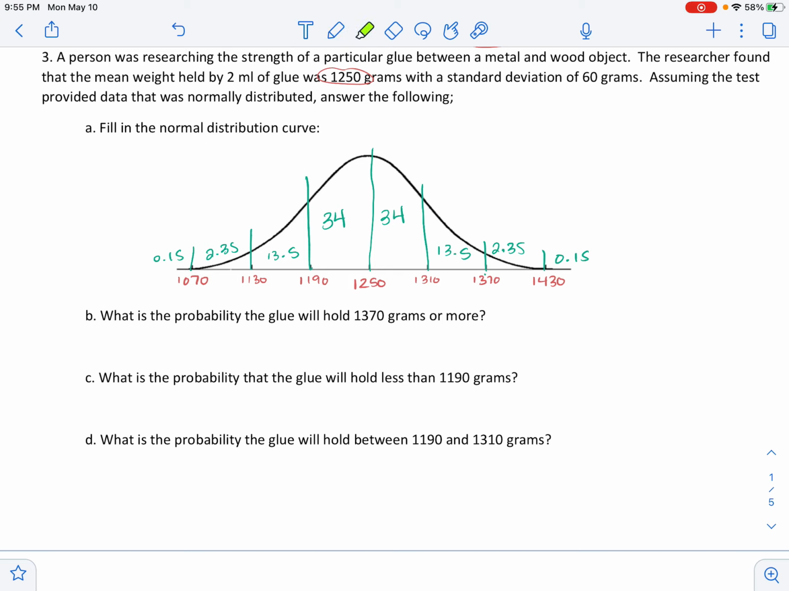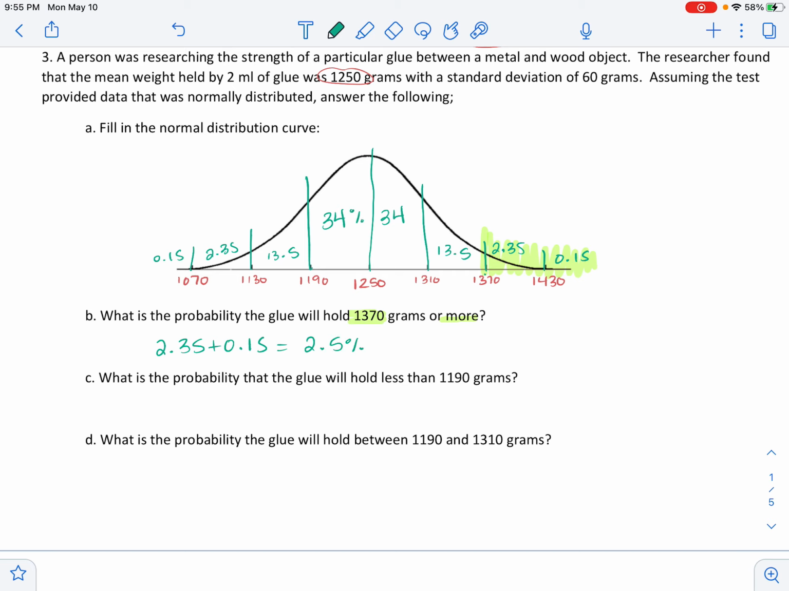And so now when I do this problem, I'm going to start by looking for 1,370, which is right here. And then figure out if I want greater than 1,370 or less than. And so this one says or more. Therefore, I want everything greater than this value. In order to find that, I just add up those two, 2.35 plus 0.15. And we get 2.5.